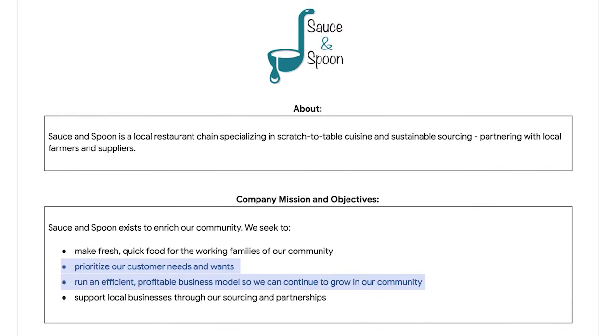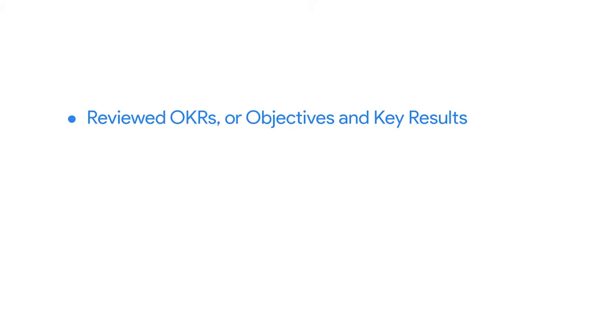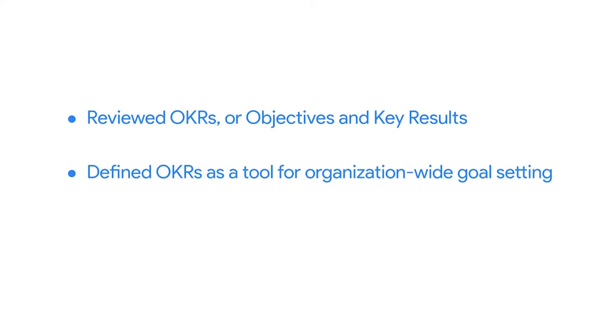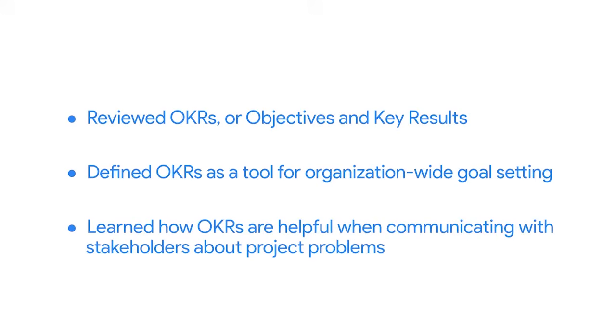As you fine-tune the problem summary you began in the previous activity, you can add a sentence to explain how the issue jeopardizes the Sauce and Spoon mission to run an efficient business model and meet customer needs. Let's review. In this video, you reviewed OKRs, or objectives and key results, defined OKRs as a tool for organization-wide goal setting, and learned how they're helpful when communicating with stakeholders about project problems.